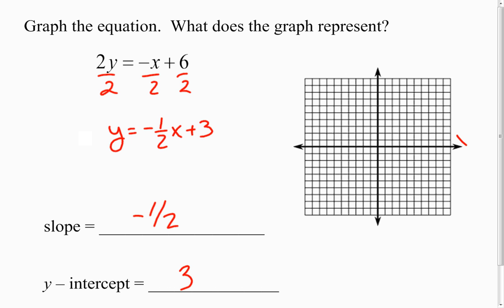So again, remember, y-intercept, I'm going to go up 3. And your slope, remember, is change in y over change in x. So I'm going to go down 1, to the right 2, down 1, to the right 2, down 1, to the right 2, down 1, to the right 2. And go from there, and then take out your line drawing tool, called a ruler or your ID, and boom, there you go.